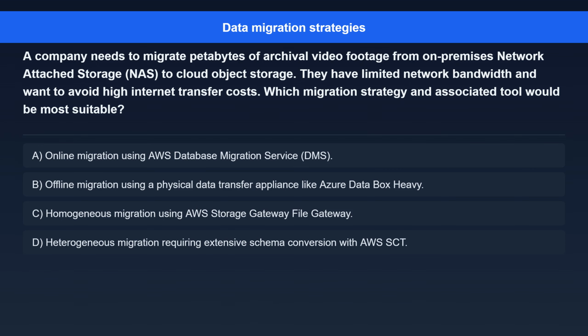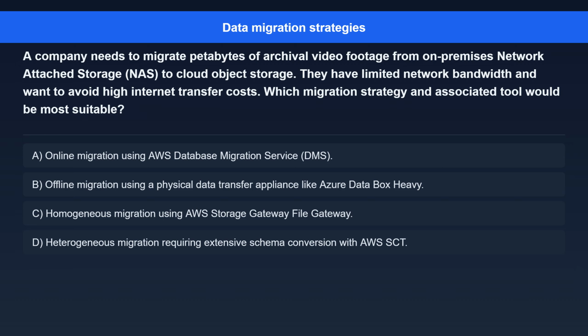Question 1. A company needs to migrate petabytes of archival video footage from on-premises network-attached storage (NAS) to cloud object storage. They have limited network bandwidth and want to avoid high internet transfer costs. Which migration strategy and associated tool would be most suitable?